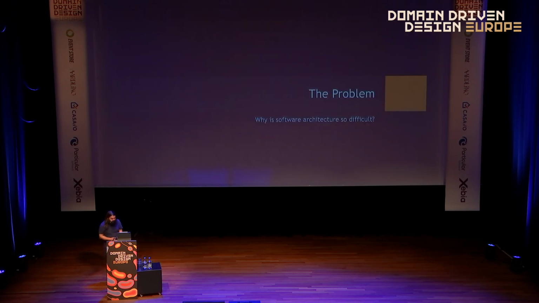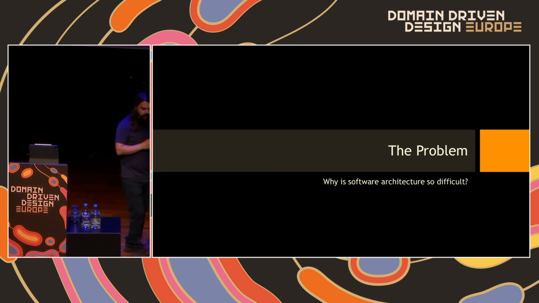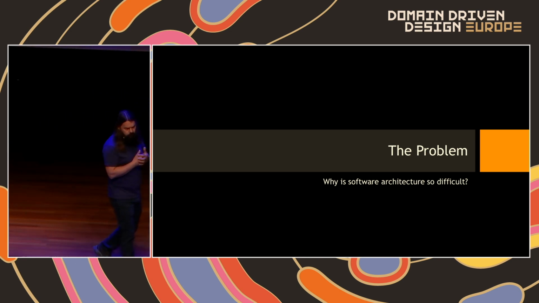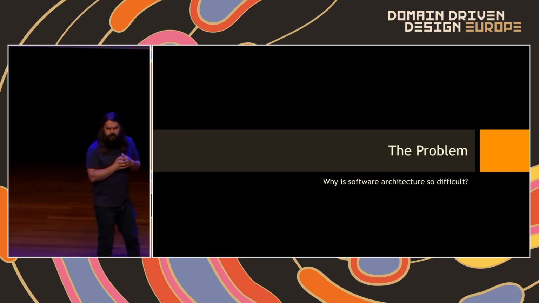So we'll go straight to the crux of it. What is the problem? What problem am I trying to solve? And the problem is, why is software architecture so difficult?